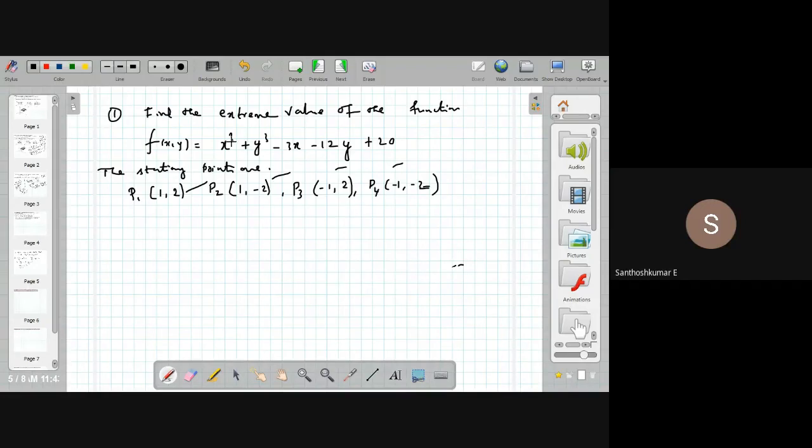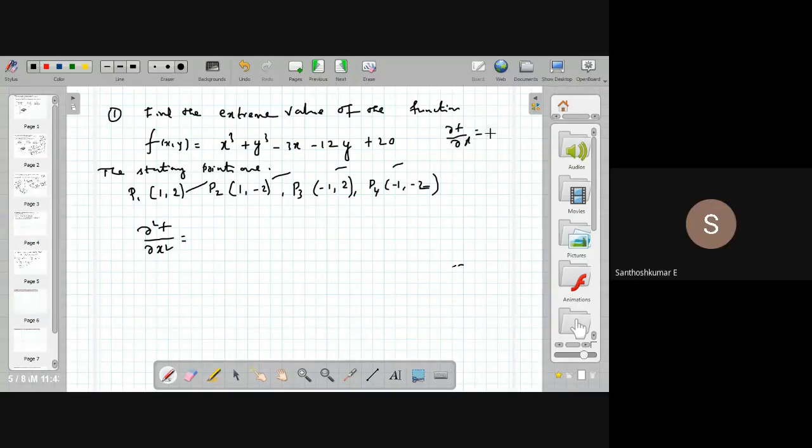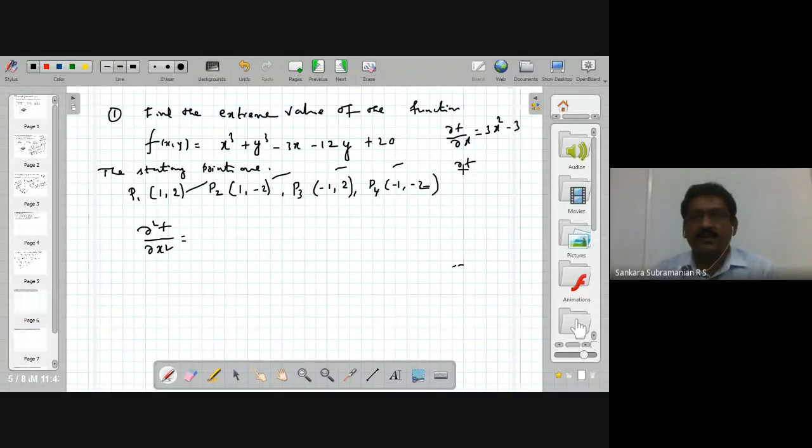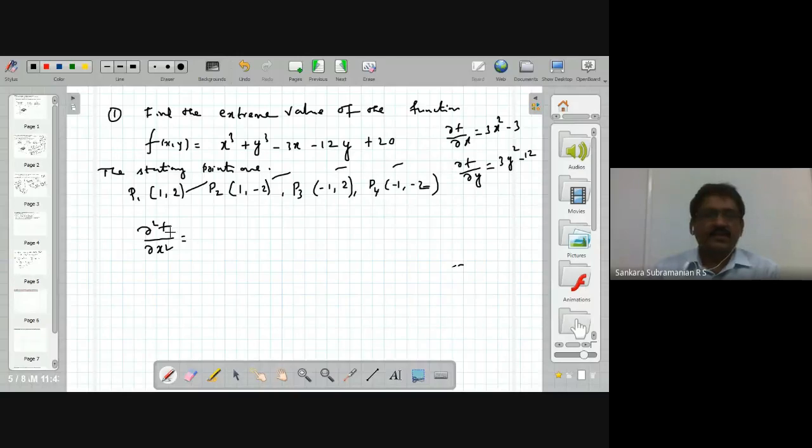Dou square f by dou x square. Yes. Can you remember what is dou f by dou x? 3x square minus 3. Dou f by dou y, we also know, is 3y square minus 12. So dou square f by dou x square means this is fxx. You go to fx, differentiate with respect to x. What do you get? 6x.